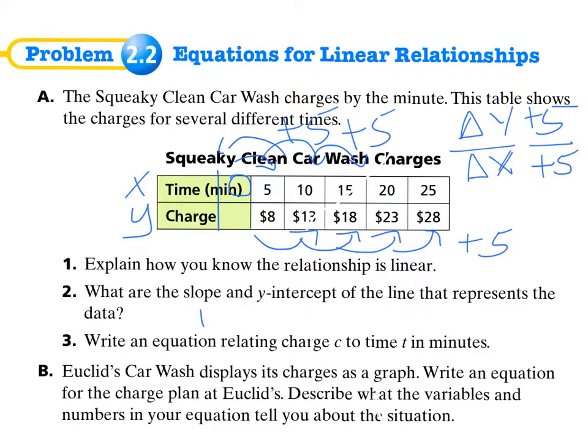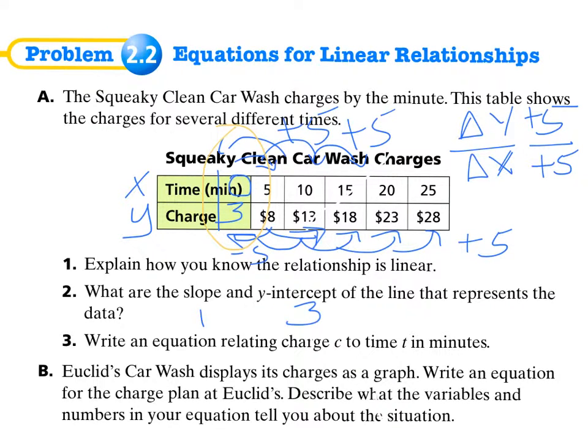So from 8 to 13, I go adding 5, and from 8 backwards then I would subtract 5. So 8 minus 5 is 3. That gives us a y-intercept value of 3. We can always find that on our table where the x is 0.